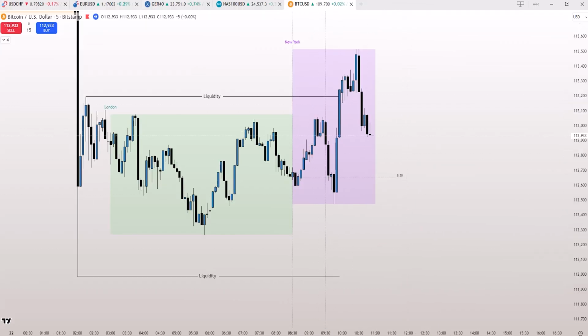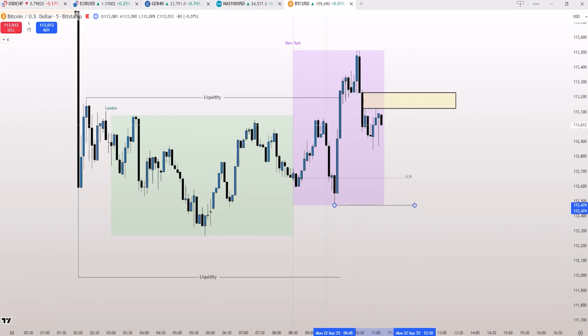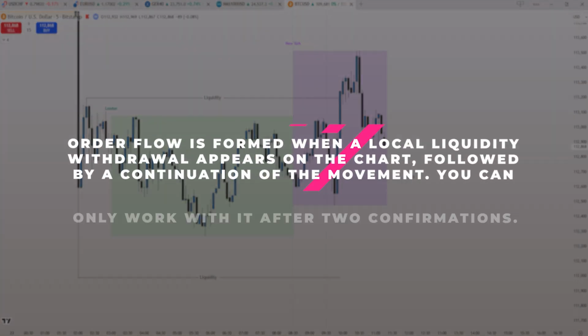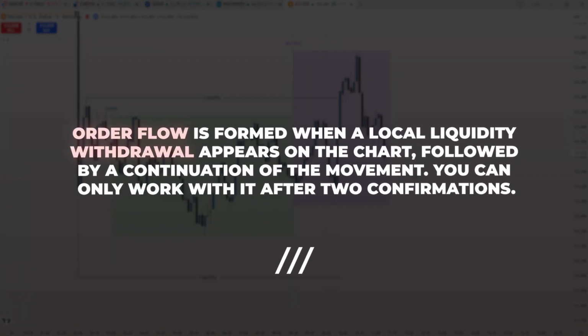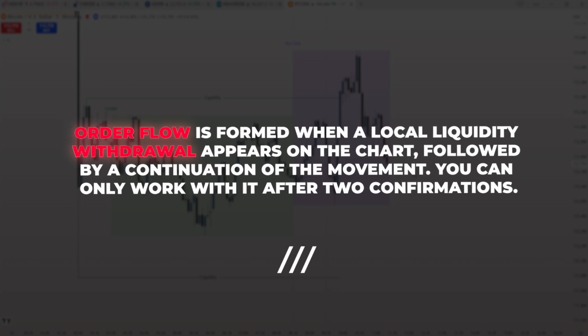Here the market removes the very liquidity that we marked before and starts to reverse. It's also important to highlight the imbalance zone remaining on the chart. To open a trade, you need to wait for a change in structure. In this scenario, the entry will be after the price returns to the imbalance zone. But there is a second way. If you understand how order flow works, order flow is formed when a local liquidity withdrawal appears on the chart, followed by a continuation of the movement.